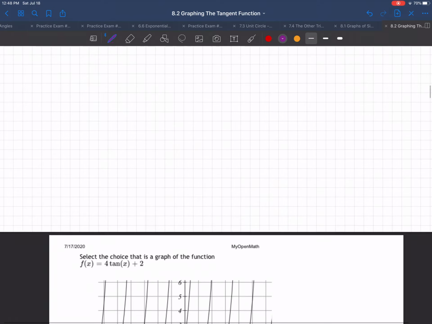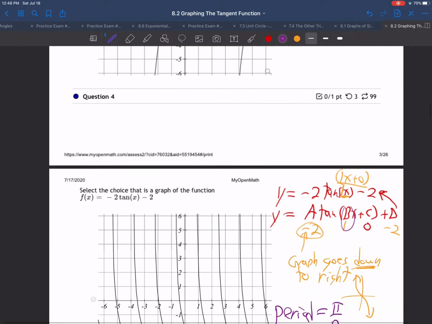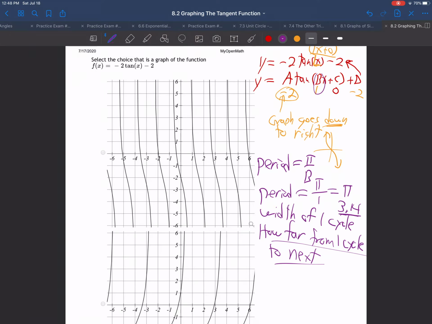Lastly, if you look back at the notes up here, D, the number that's outside to the right, means the graph has moved up or down. Remember that number outside the parentheses, added or subtracted, is a movement up or down, positive up, negative down at the center. So let's go back to it. Right here, D equals minus 2 means down 2 at the center. So the graph is down 2 at the center. So we're looking for a tangent graph that's down 2 at the center.